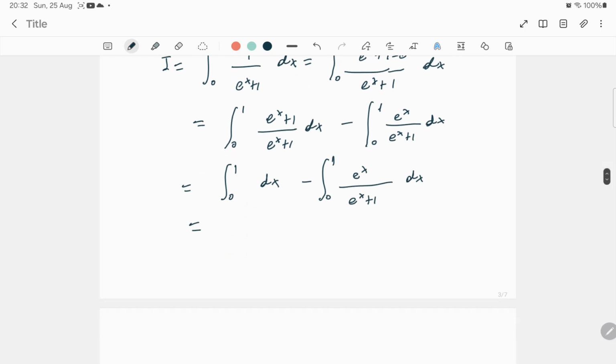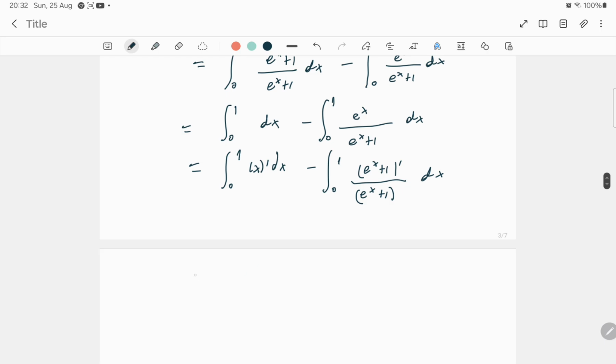This can be written in the following way: the integral from 0 to 1 x prime dx minus the integral from 0 to 1. I write the derivative in the numerator like this, and then in the denominator I write the denominator. This is just x, using the fundamental theorem of calculus, evaluated at the boundary values, minus the natural logarithm of e to the power of x plus 1, from 0 to 1.